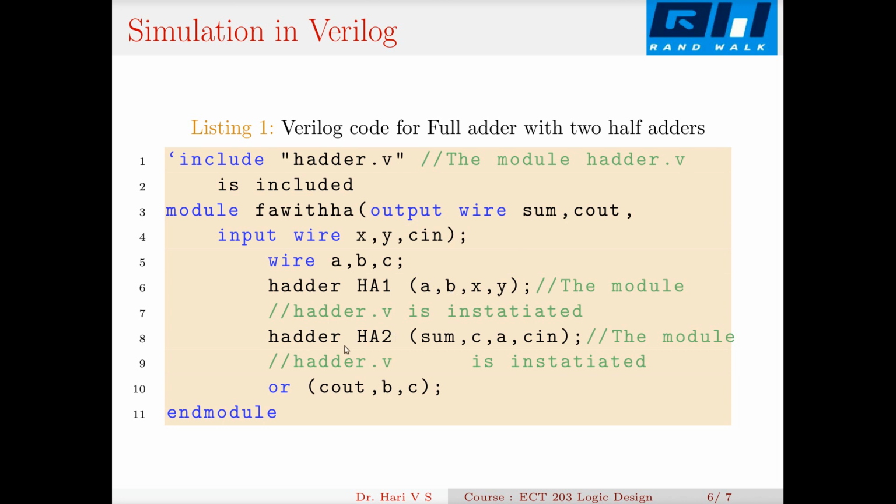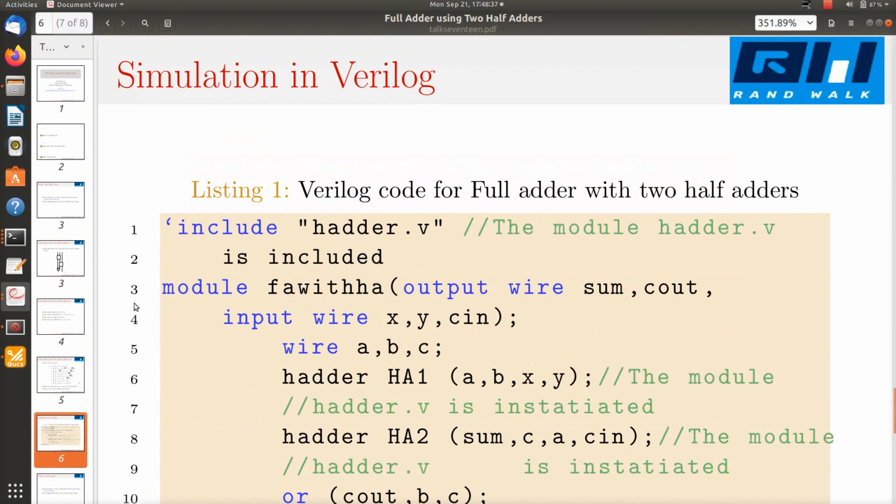Now another half adder is instantiated, HA2, to which I give one input as the sum from the previous stage, that is A, and the other is C in, my carry input. I get the sum output and C, the carry output of the second half adder. The carry outputs B and C should be ORed to get my carry output: or (C out, B, C), and endmodule. Now I have to run this code. I will show you how to run this code.